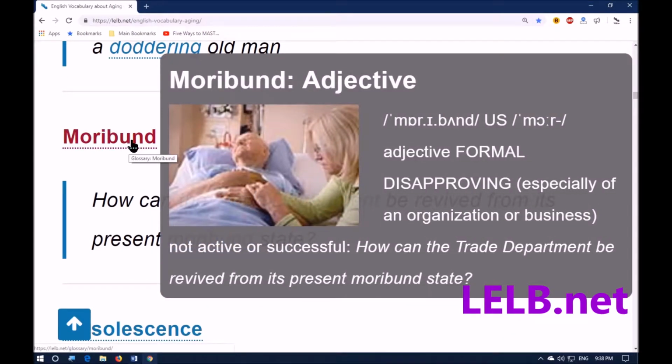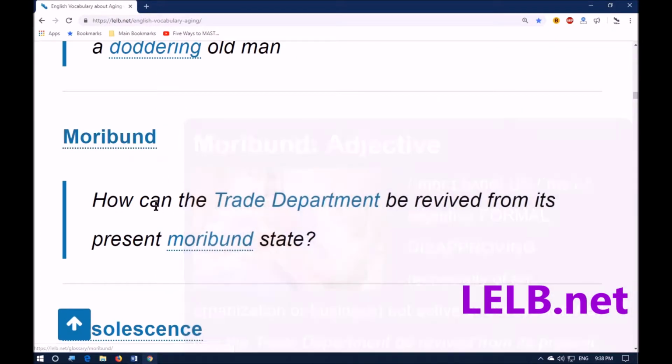Moribund. It means of an organization or business not active or successful, and also of a person in a dying status. So if a person is about to die, before death, that person is in a moribund condition. How can the Trade Department be revived from its present moribund state? Revive means come back to life, or come back to a normal situation after a while, or recover from its present moribund state or condition.